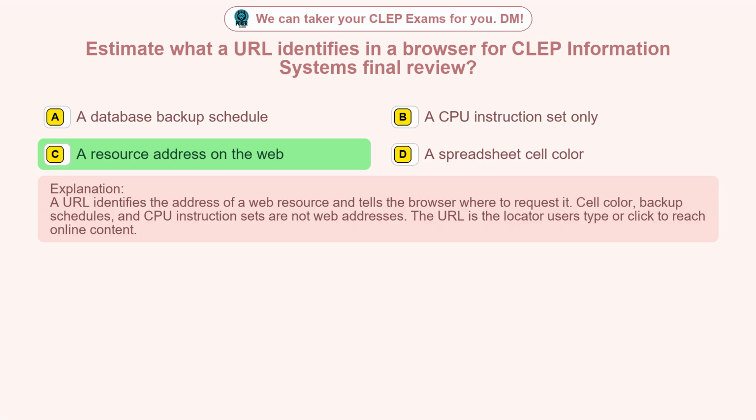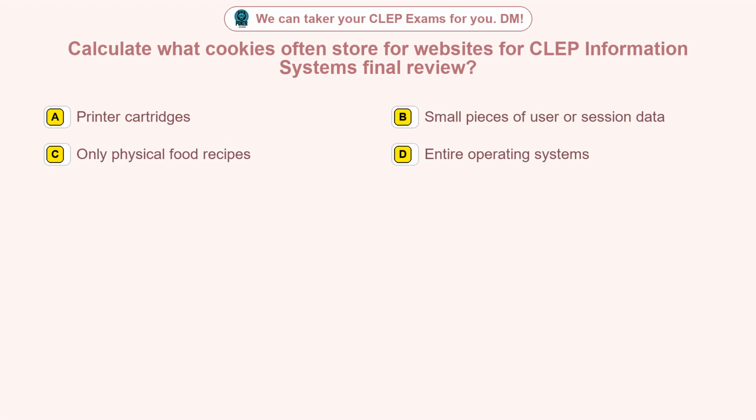A URL identifies the address of a web resource and tells the browser where to request it. Cell color, backup schedules, and CPU instruction sets are not web addresses. The URL is the locator users type or click to reach online content. Question 33. Calculate what cookies often store for websites for CLEP Information Systems final review.